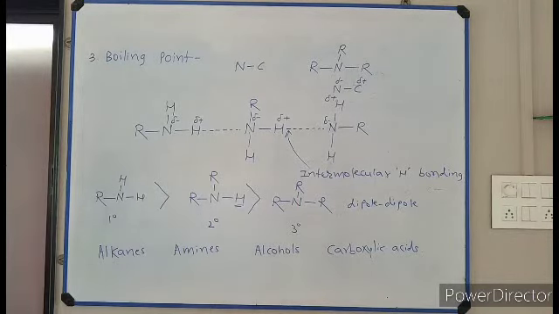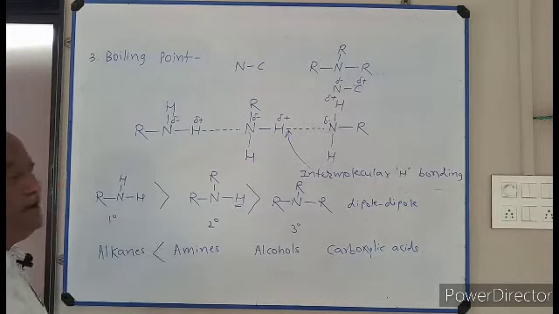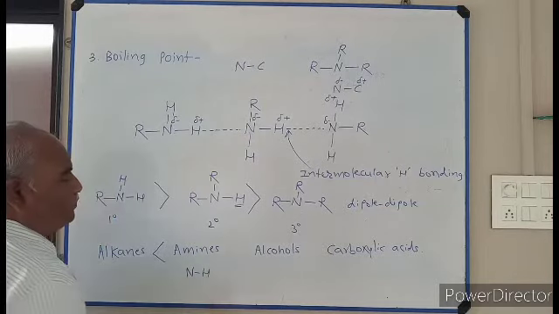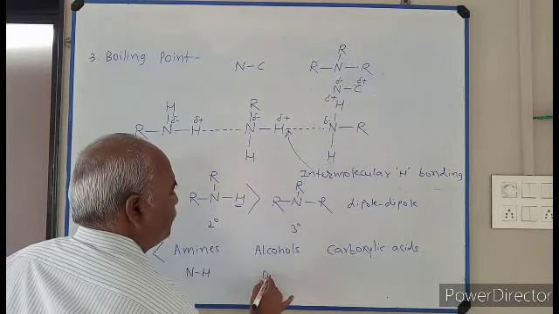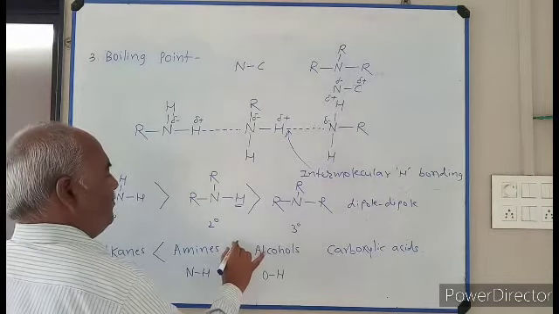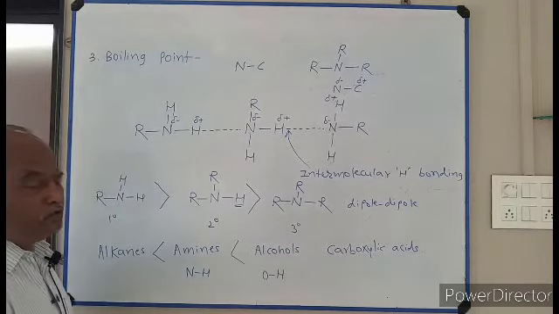So these are four types of compounds. We compare the boiling points of these compounds. In alkanes, there is no hydrogen bonding. Therefore, their boiling point is less than amine. In amine, the NH bond is present, which is less polar than the OH bond in alcohol. Therefore, amines have a lower boiling point as compared to alcohols.